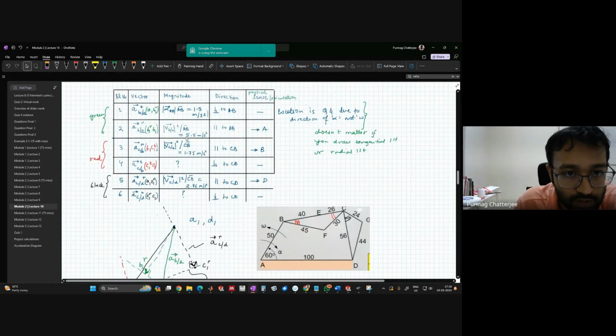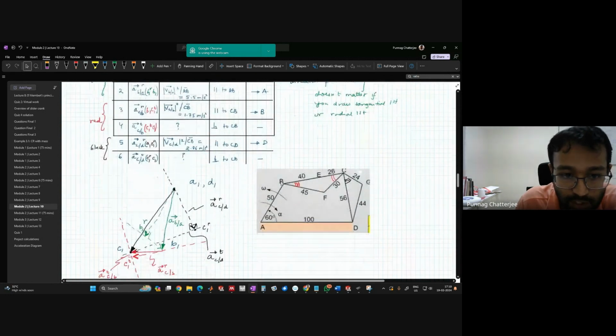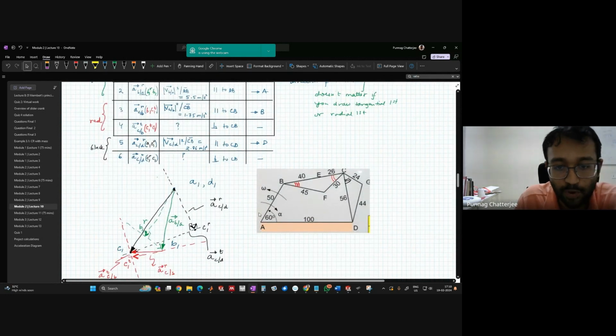So let's look at the radial component. It's 5.5 meters per second square. It is parallel to AB and pointing towards A. It's parallel to AB, so this line is parallel to the line AB and is pointing towards A.